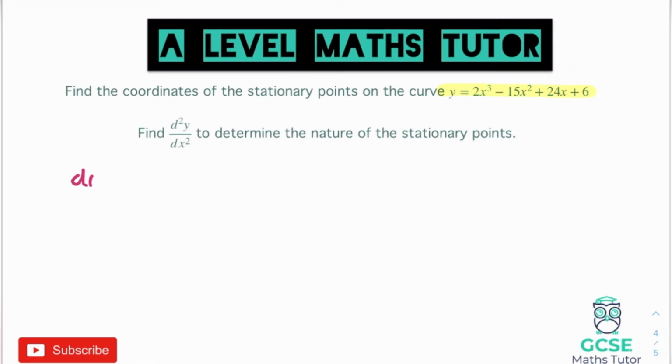So if we do dy by dx, and again we've got lots of differentiation here, that just becomes 6x squared minus 30x and then plus 24. So again we just need to solve this, as we are going to look when that is equal to 0. You could write that all out again. I'm just going to put equals 0 over here just to avoid writing it down lots of times.